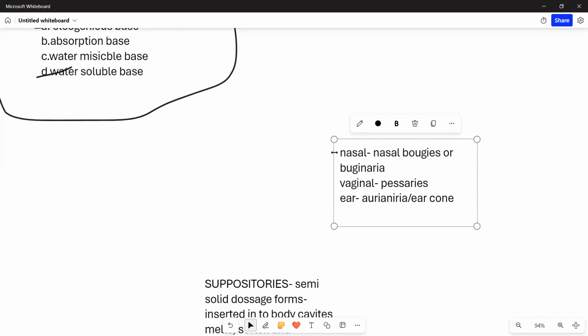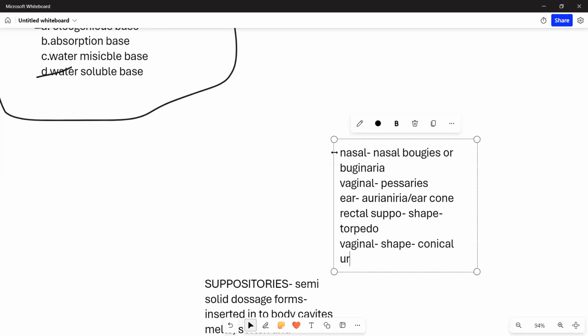So do you guys know what is the shape of the rectal suppositories? It's torpedo. Great, Manisha. Torpedo. For the vaginal, the shape of suppositories is conical.